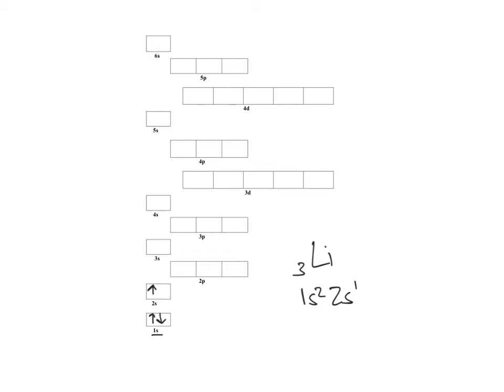Now, if we move on to beryllium, which has 4 electrons, we just have to add 1 more. The Pauli exclusion and Aufbau principles state that the next one is going to go still in this lowest available position, but it's got to be spin down, which is the opposite of the first electron we put there.